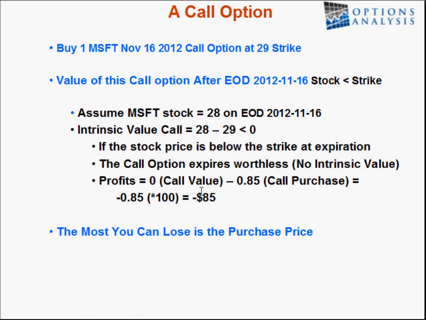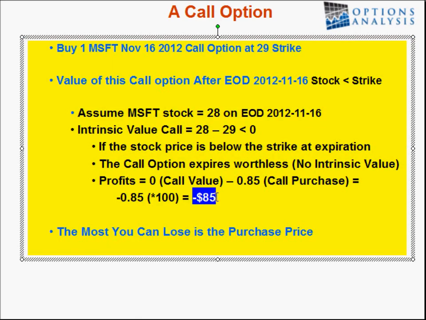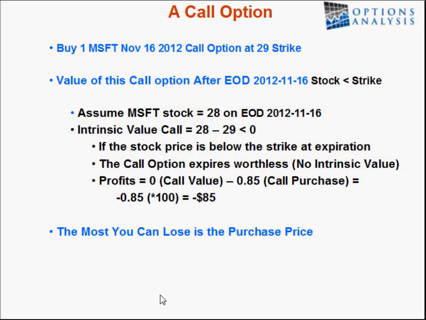So our profits are 0, the value of our call option, minus how much we paid for the call option of 0.85, for a loss of $85. So the most you can lose when trading a call option, if the stock is below the strike price, is your original purchase price.